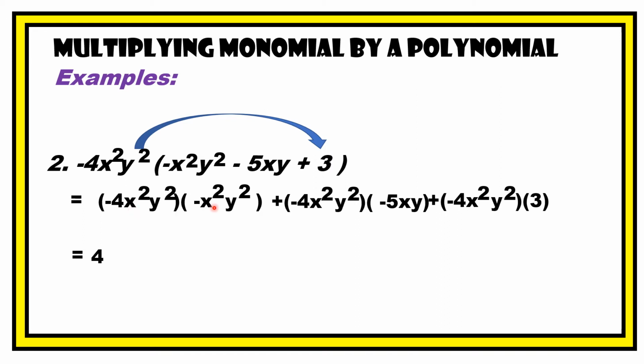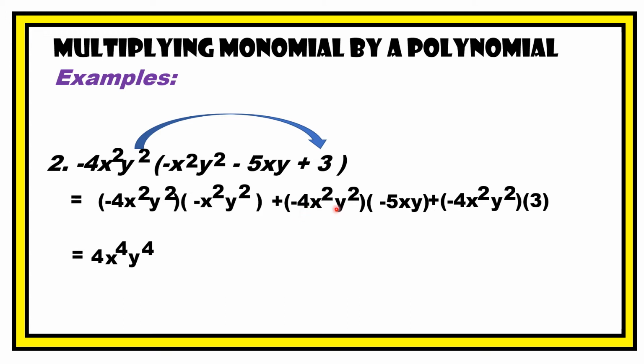Next, x squared times x squared. So, add natin yung exponent, copy natin yung base. So, we have x raised to the fourth power. Then, we have y squared times y squared. So, again, add natin yung exponent, copy natin yung base. So, we have y raised to the fourth power.